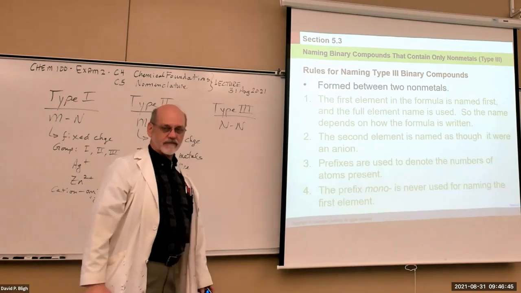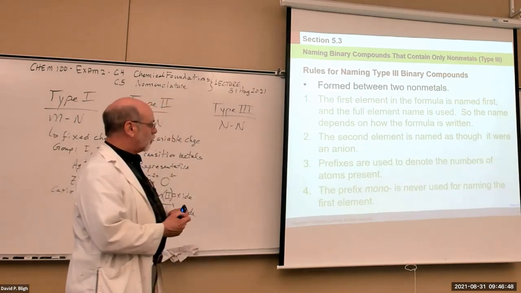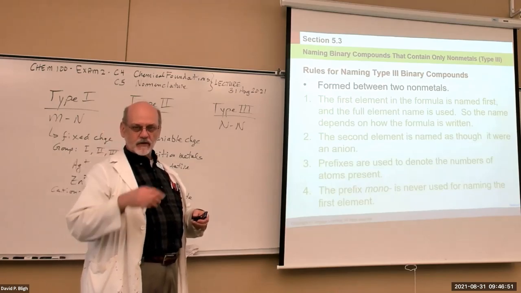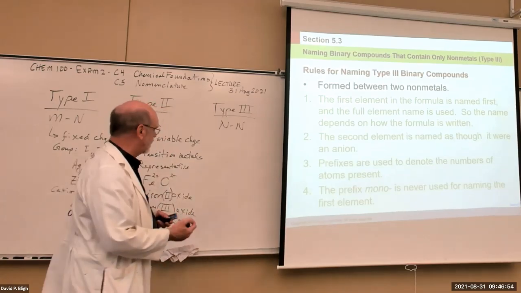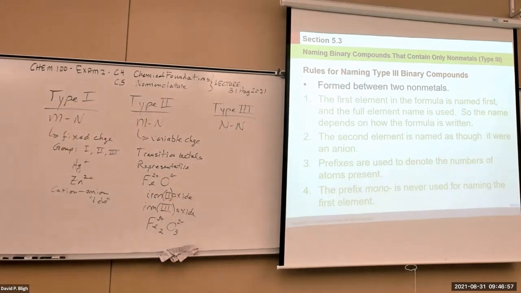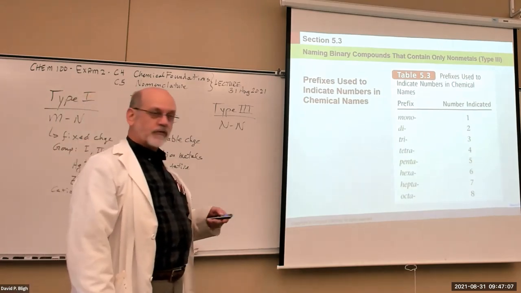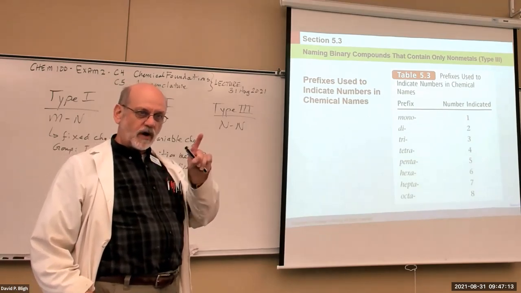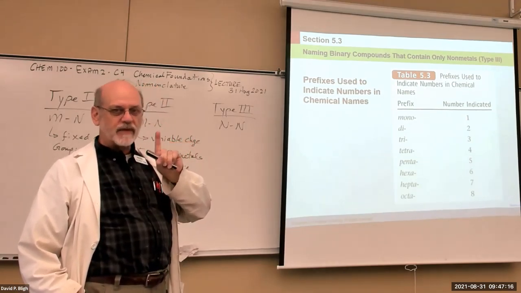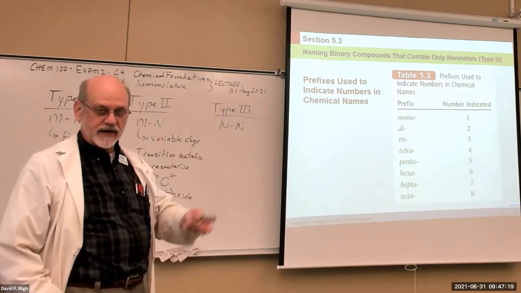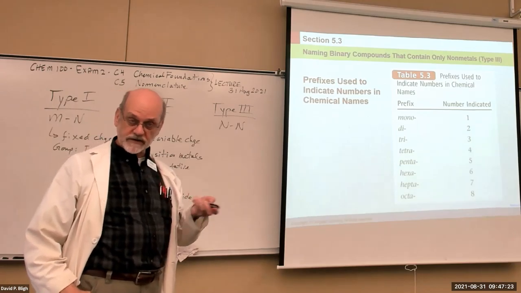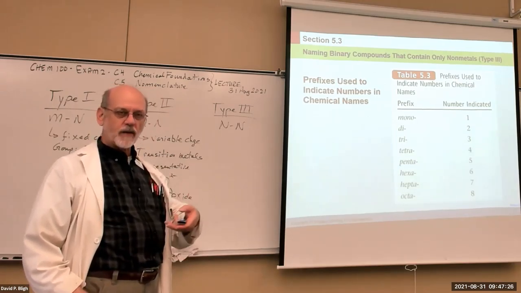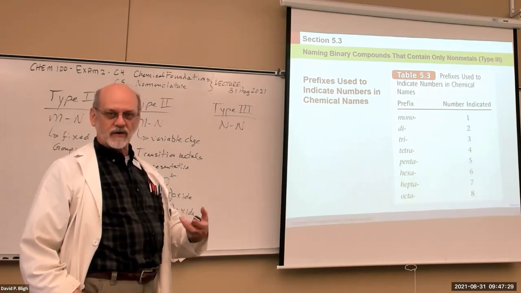But we also have to say how many of them there are. So we use the Greek prefixes for 1 through 10. And I think there's a slide on that, so I don't have to write it on the board. Yes, it's the next slide. Here we go. So if you have one of them, you say mono, except if there's only one in the cation position, the first one, you don't say mono. It just doesn't sound right, so we don't say it. But the second one, if there's only one of the second position, you do say mono. So that's why it's carbon monoxide, not monocarbon monoxide.